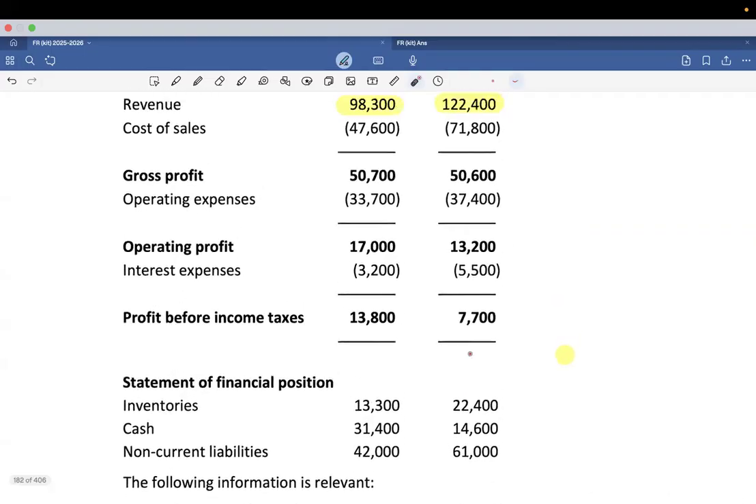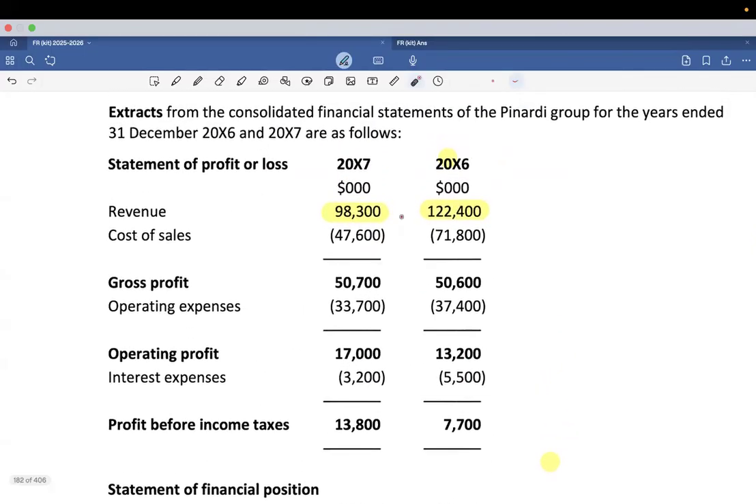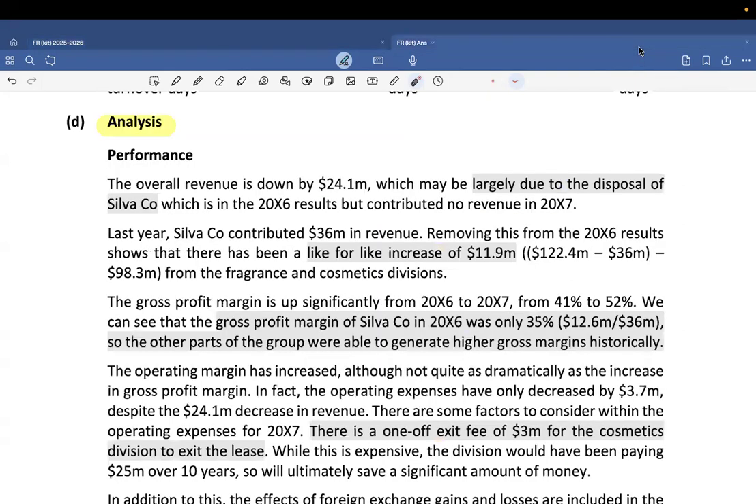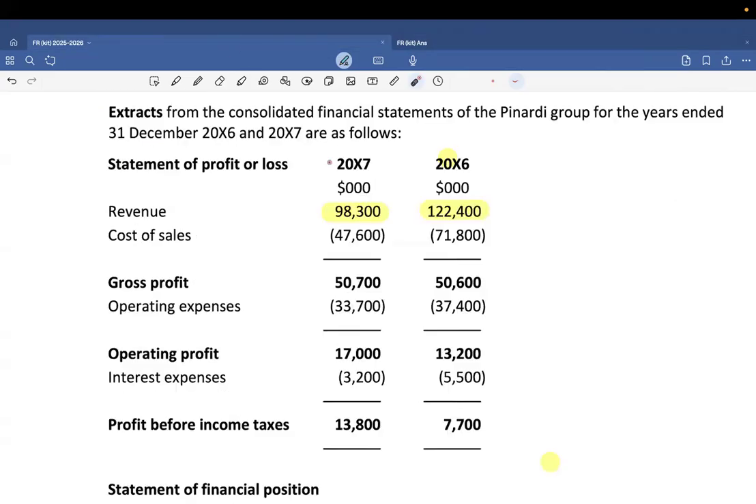Yes. When the particular amount is deducted, it gives you 86,400. Now 98,300 minus 86,400 would give you an increase of 11,900. Keep that in your mind.